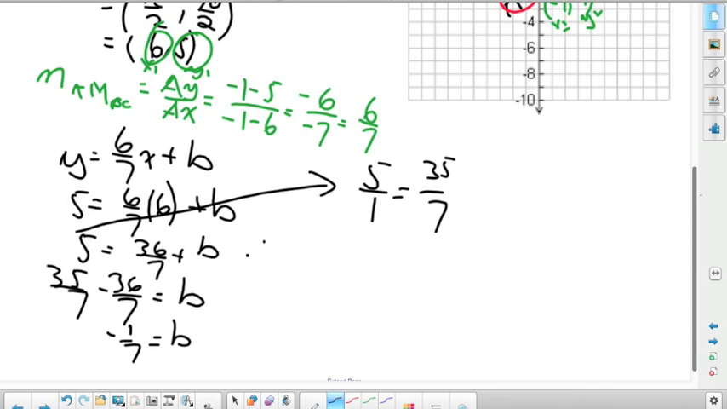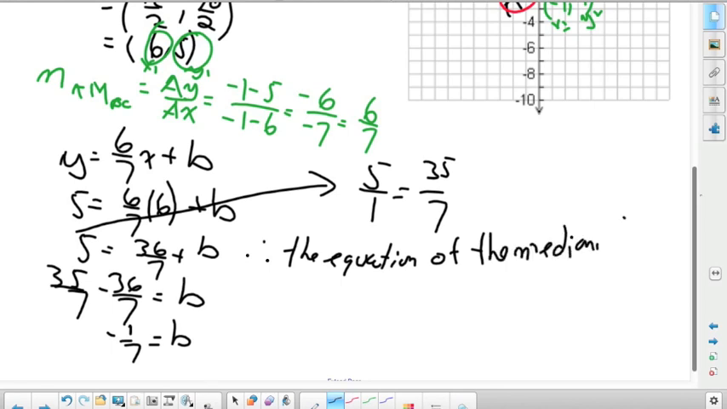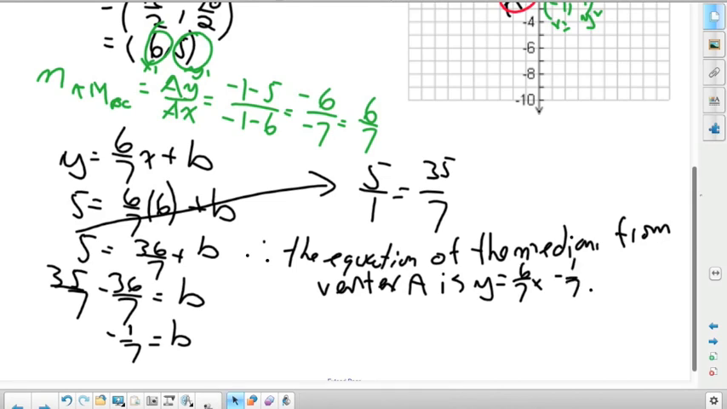So therefore, the equation of the median from vertex A is y equals 6/7x minus 1/7. So the idea is I just took an extension from before, where we had 2 points. Now these 2 points actually have meaning, right? We're talking about the vertex and the midpoint. What does that say? The median.